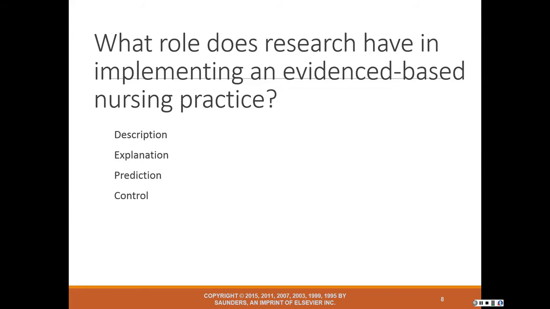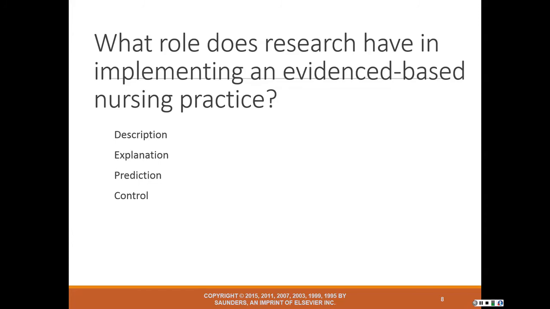So what role does research have in implementing an evidence-based nursing practice? We can describe a problem, identify and understand the nature of a phenomena, and sometimes relationships among phenomena. We can explain. This really further clarifies relationships among variables, the reason why certain events occur. For example, determining the relationship among health risks, health behaviors, and health status.